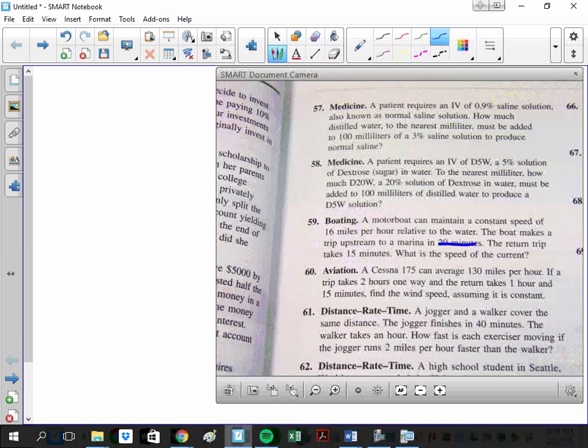So 20 divided by 60 is 1/3. So in a third of an hour, the return trip takes 15 minutes, which is a fourth of an hour. Okay. Now everything's in hours. What should we do? And this might help you.